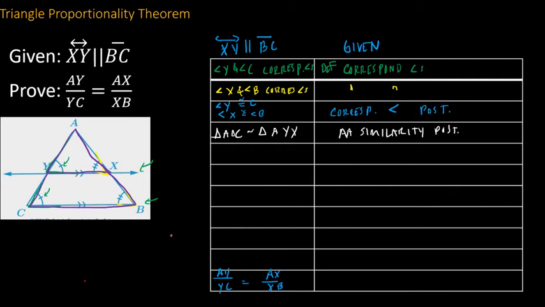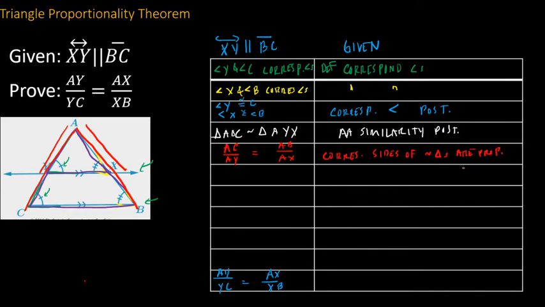Well, based on what I know about similar triangles, I can say that AC over AY equals AB over AX. I'm claiming that proportion, and I'm allowed to claim that because I know that corresponding sides of similar triangles are proportional.